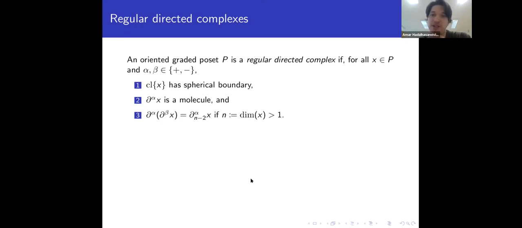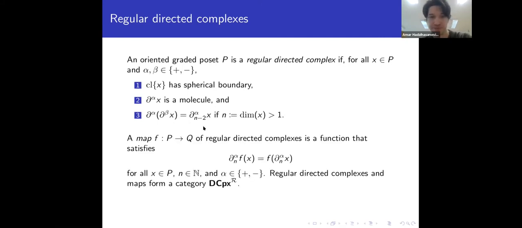And then we say that an oriented graded poset is a regular directed complex if, for all its elements, first of all, we ask that their closure has spherical boundary. We ask that each of their input and output boundaries is a molecule. And furthermore, we impose a condition, like the globularity condition, whereby taking the input boundary of the boundary of X is the same as taking the codimension 2 boundary of X.